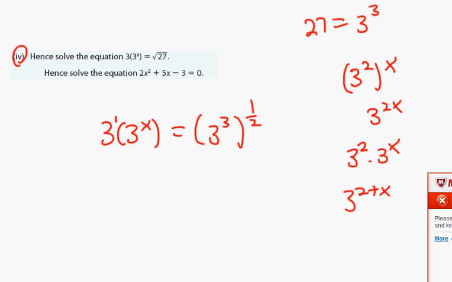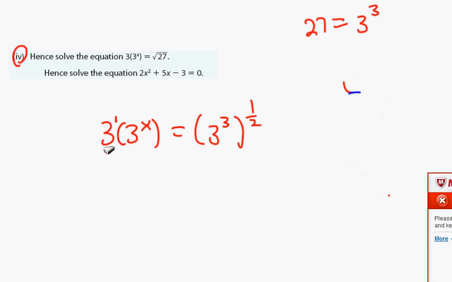The way I identify it is if it has two big numbers, I add it. If it only has one big number, it's multiply. So does this one to the left have two big numbers or one big number? So 2. So you're adding. So what's the answer then? 3 to the power 1 plus x.